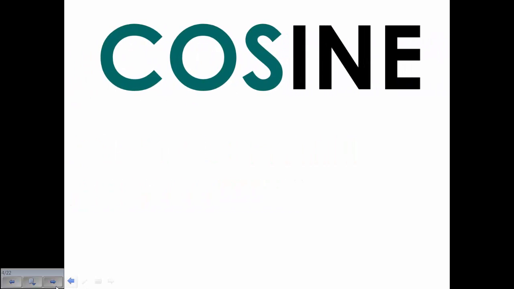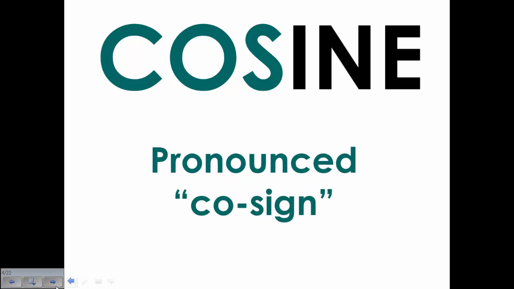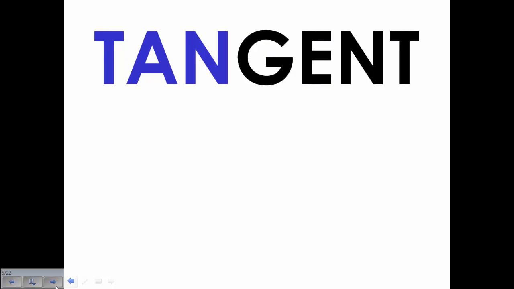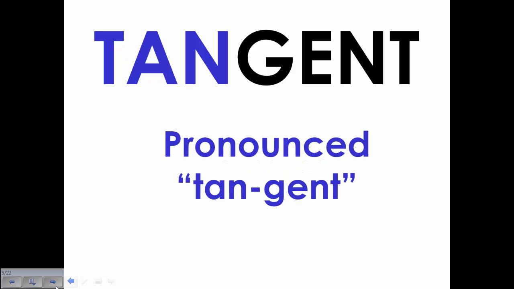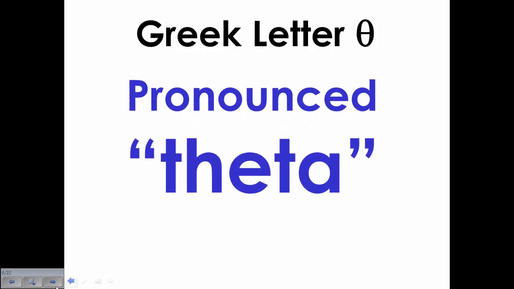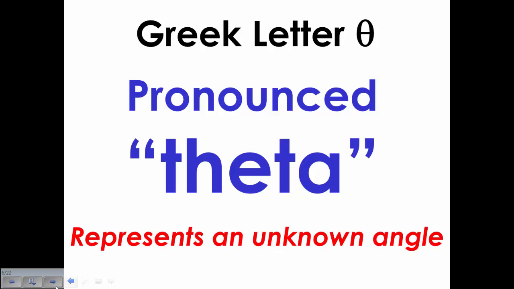This will be abbreviated as COS on your calculator, and it's pronounced cosine. On your calculator, you'll see this one represented with TAN, but we'll call that tangent. At times in this class and other classes, we'll use the Greek letter theta to represent unknown angles. On some of the worksheets, it'll just use letters.